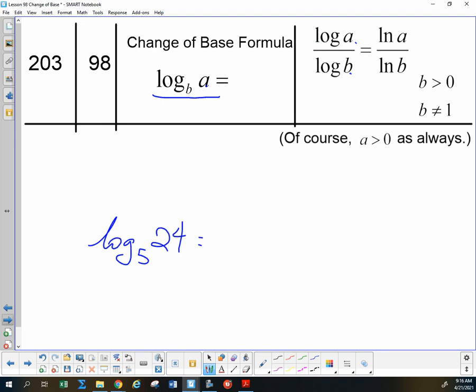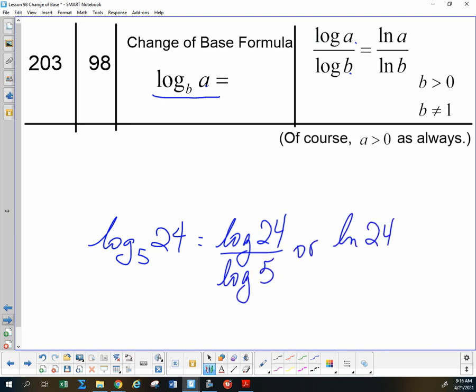So on a problem set, if you have log base 5 of 24, you will not go through all of that stuff we just did. You will write down either log 24 over log 5 or ln 24 over ln 5. I must see one of these on your paper.